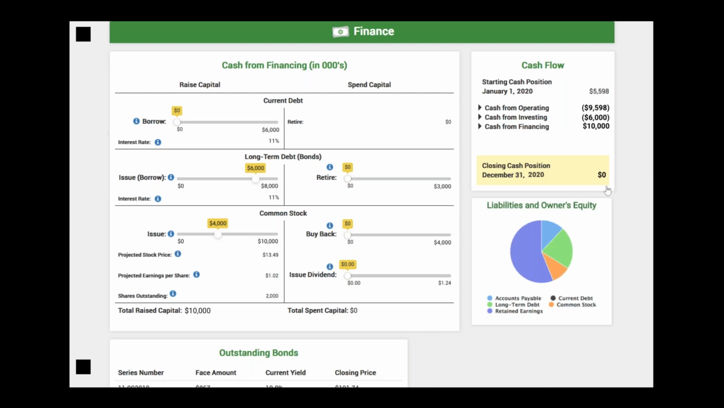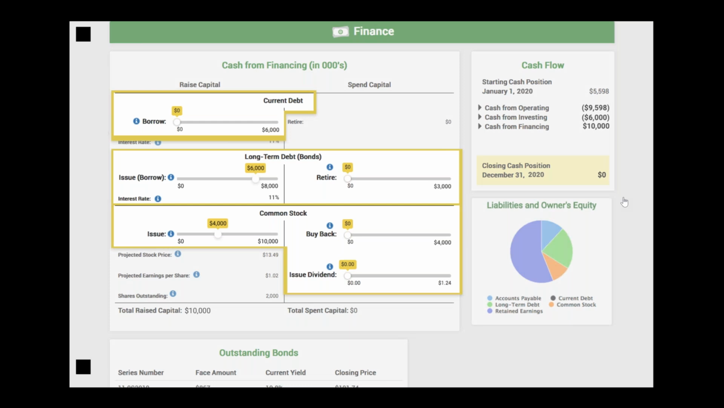So the key decision here lies in whether the student is going to raise capital or spend capital. And once they actually determine that, there are three decisions within each side if they are looking to bring money into the company or if they're looking to give back, perhaps it's buying back common stock or even issuing a dividend to their shareholders. So as you can see, we have a base of around 16 unique decisions that students are asked to make to drive their company forward.